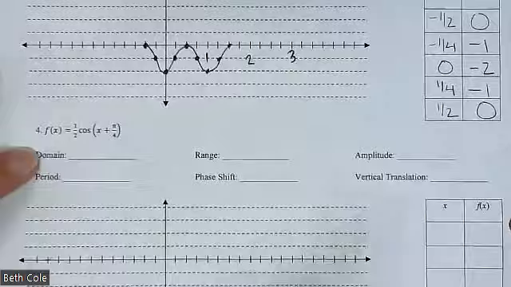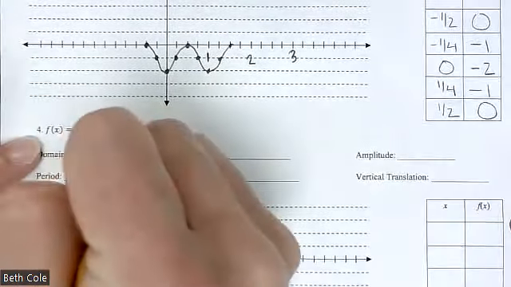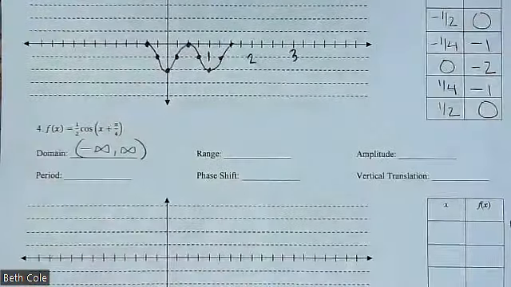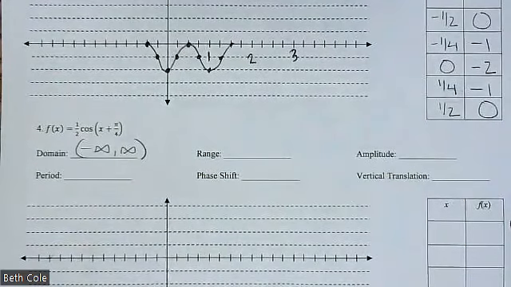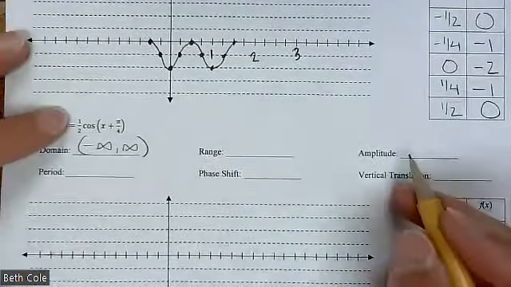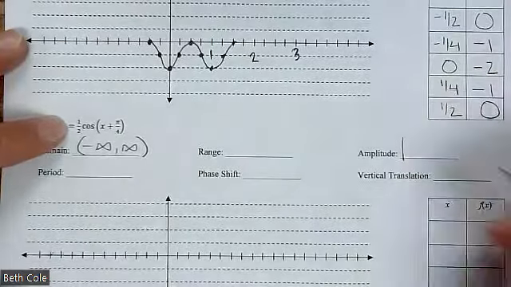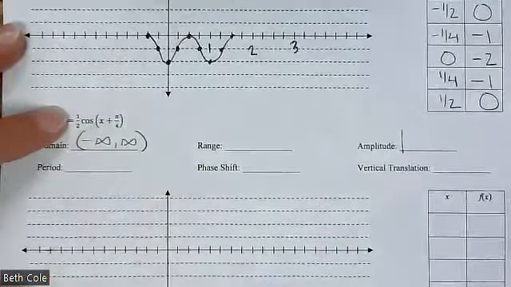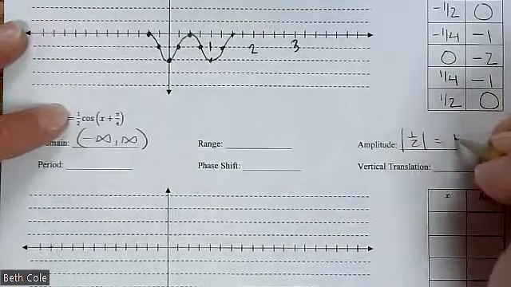What's our domain? Oh, that's an automatic answer. On the test, they're all worth a point. So that's like a point you're going to get. All right, amplitude. It would be absolute value of which one of these numbers? 1/2, which would be 1/2.